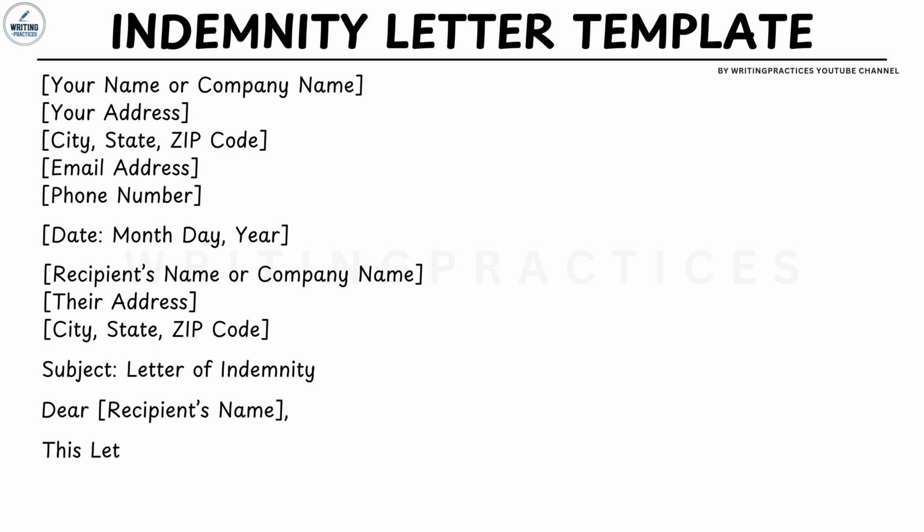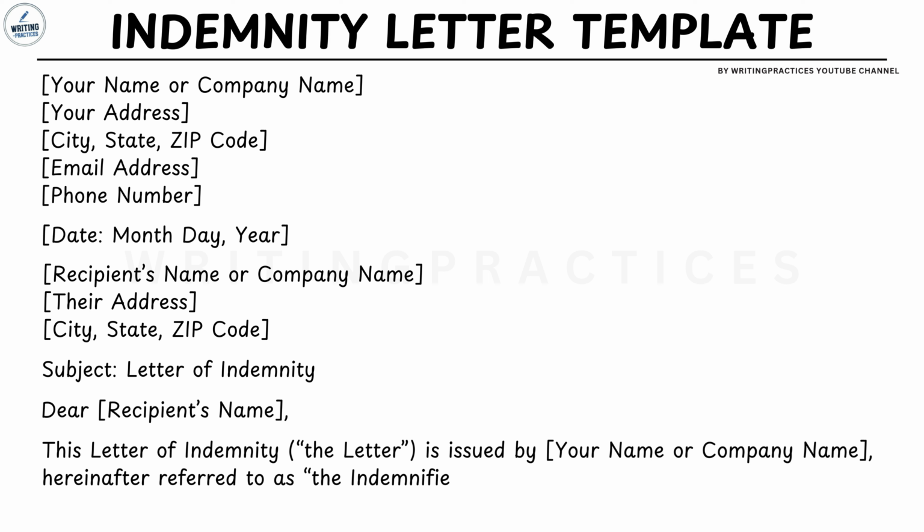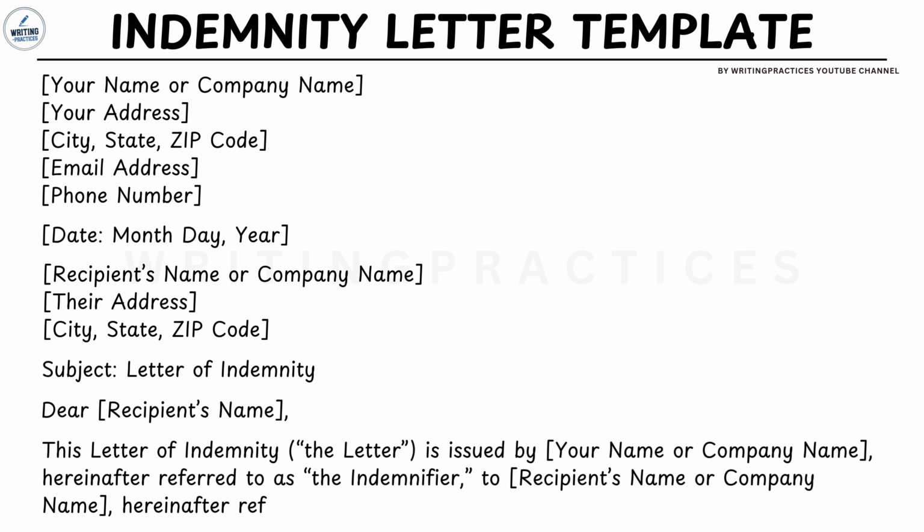Opening paragraph. Here's where you introduce the letter of indemnity. State who is issuing it, the indemnifier, and who is receiving it, the indemnitee. Be clear and formal in your wording. Mention the date when the indemnity takes effect. For instance, you might write, "This letter of indemnity, the Letter, is issued by your name or company name, hereinafter referred to as the Indemnifier, to recipient's name, hereinafter referred to as the Indemnitee, on date." This opening frames the entire agreement and provides clarity about the parties involved.